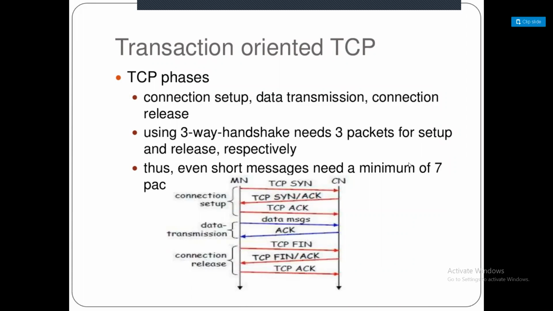And the last one is transaction oriented TCP. This is very, very important with respect to TCP.